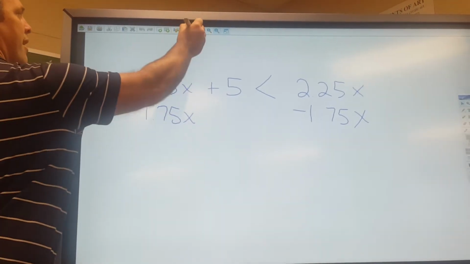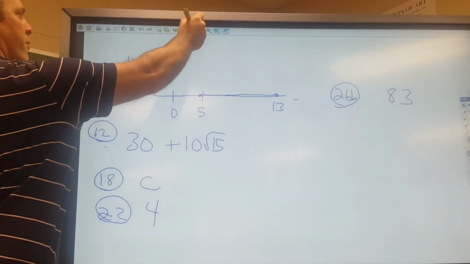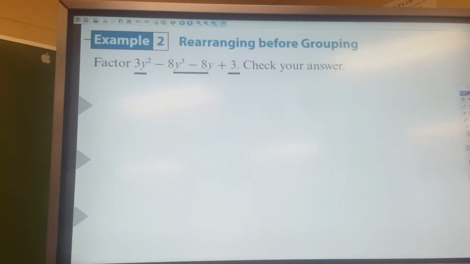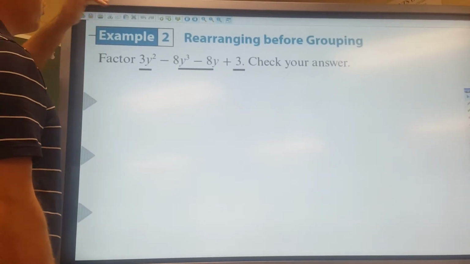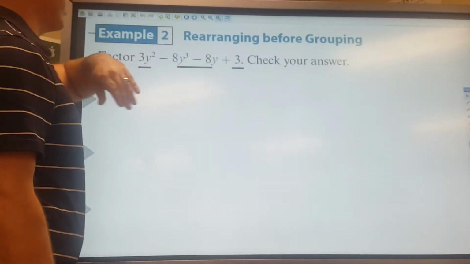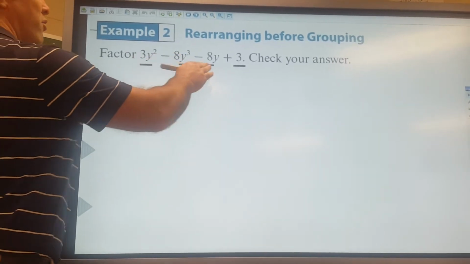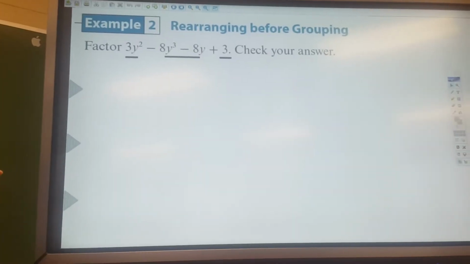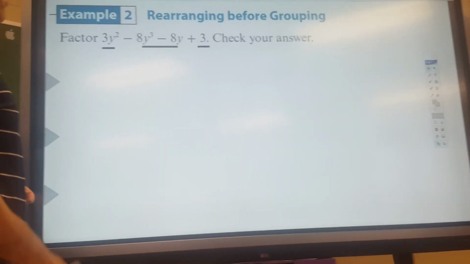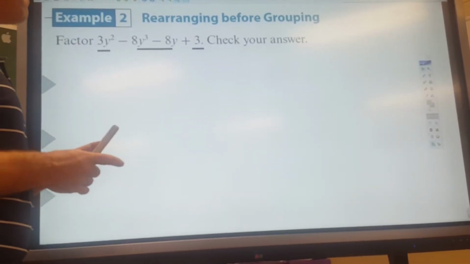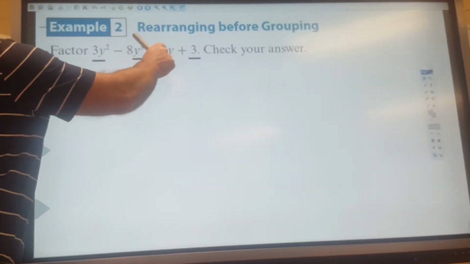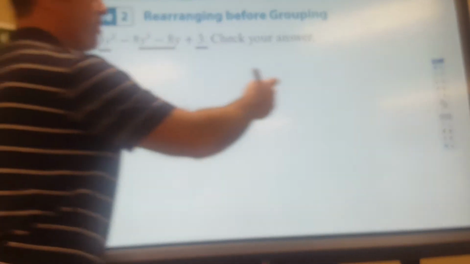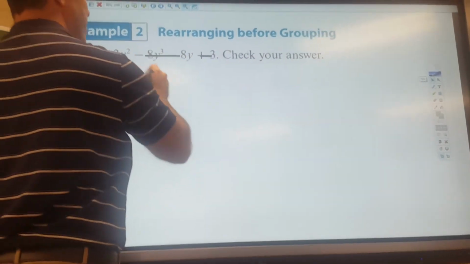Factoring by grouping. These are problems we went over last year. Rearranging before grouping. We look at these 4 terms: 3y squared, 8y cubed, minus 8y, plus 3. These do have a common factor of y, but these do not have a common factor. So we may have to rearrange these in an order so that we can group them together. I look at 8 and y, and these both have a factor of 3. So it would be better if we pair those up and rearrange.